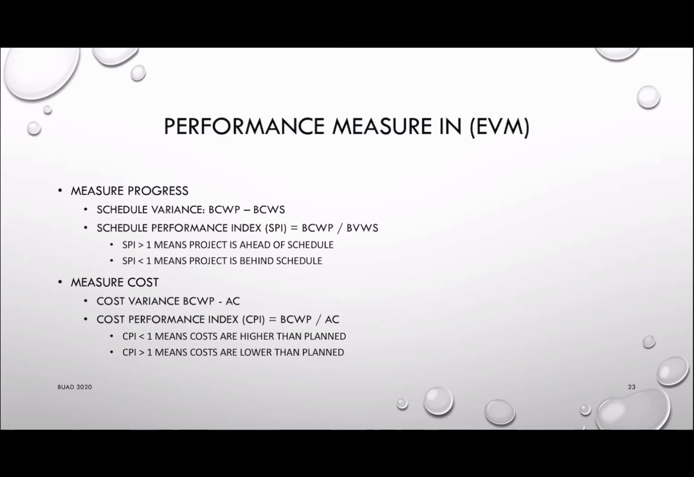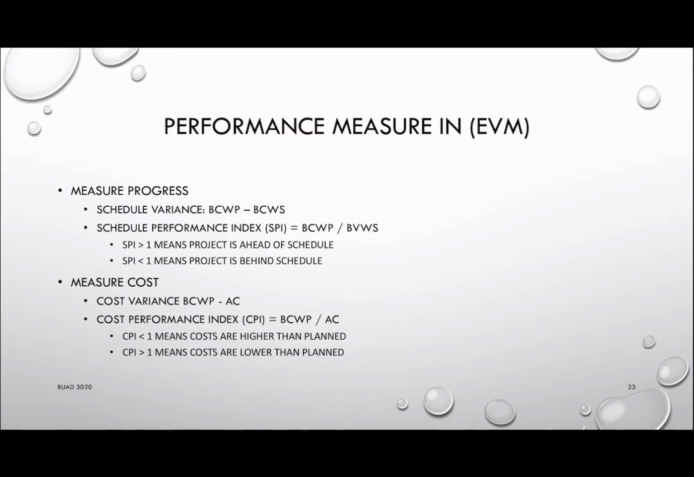And usually, if we want to measure the progress, we can compare the BCWP and the BCWS. We want to use the SPI, or schedule performance index, to measure whether we are ahead of the schedule or behind the schedule. SPI is calculated as BCWP divided by BCWS. So if the SPI is greater than 1, it means that our project is ahead of the schedule. However, if SPI is less than 1, it means that the project is behind the schedule.